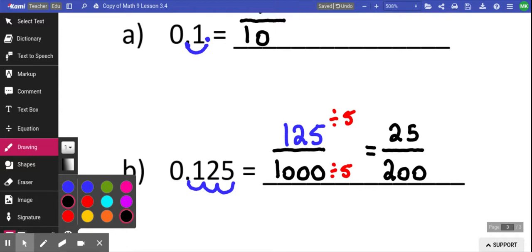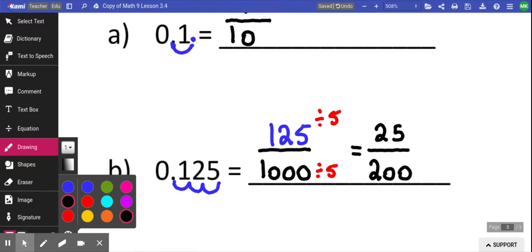And then you might be able to reduce again. In this case, it's getting a little easier to know how to reduce. 200 can divide by 25. 25 can divide by 25, which gives me an answer of 1/8.